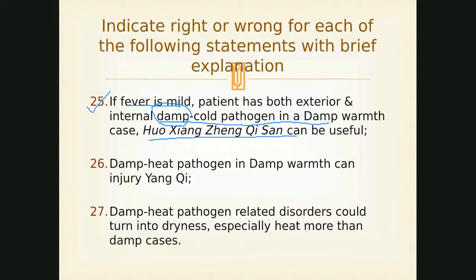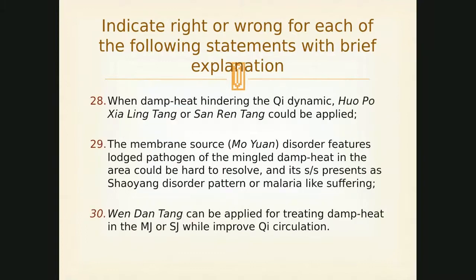Now, number 26, damp heat pathogen in damp warmth can injure Yang. Sorry, that's eventually, yes, that's correct. Now, 27, damp heat pathogen related disorder could turn into dryness, especially in heat more than damp cases. So that's why in the early stage they cannot apply diaphoretics, yes. So that basically correlates in some way with the previous statement.